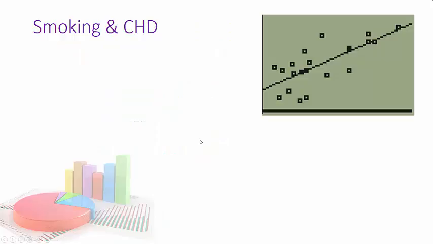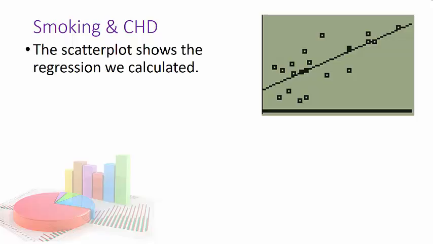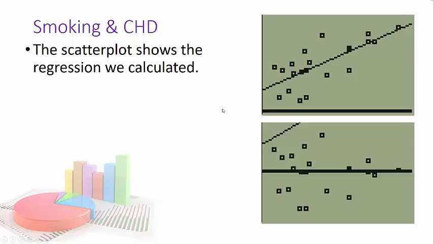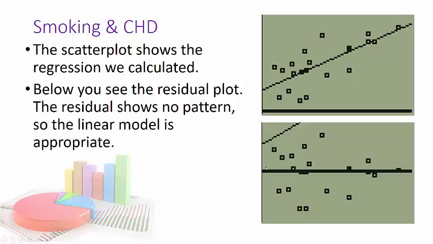So looking at smoking and coronary heart disease, first of all, we had the scatter plot, and this now shows that linear regression that we just did here. And here's the plot of the residuals. The residual shows no pattern, so the linear model is appropriate. We don't want there to be a pattern there.